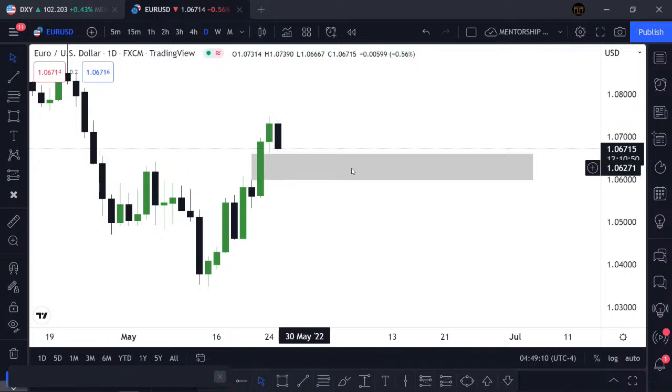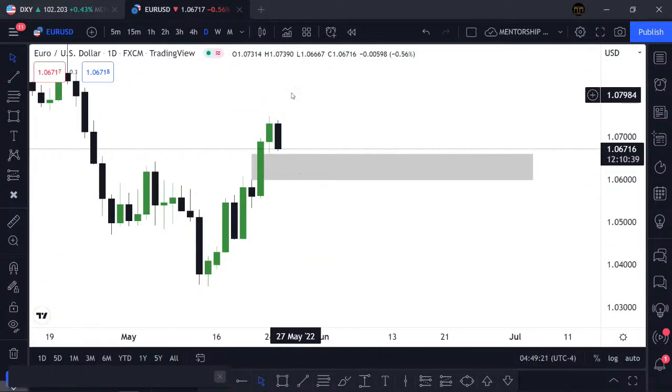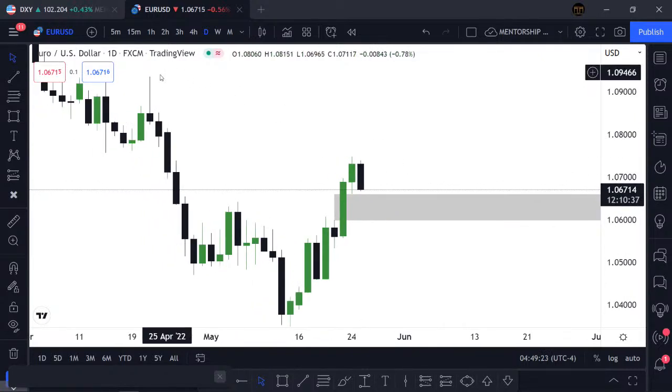I'm waiting for price to come in here on the euro dollar. The same thing I will wait for here. On the euro dollar, I'll be looking for opportunities to go long. My next take profit, remember this swing high here, this will be my next take destination.